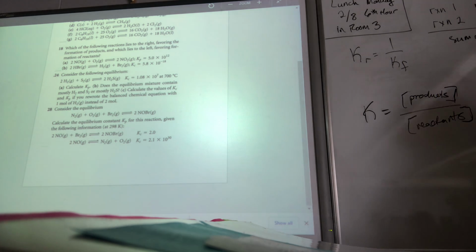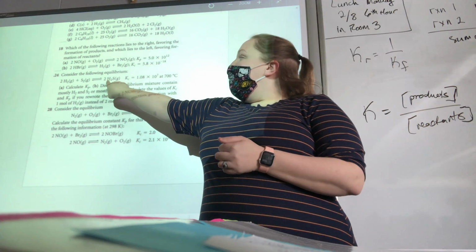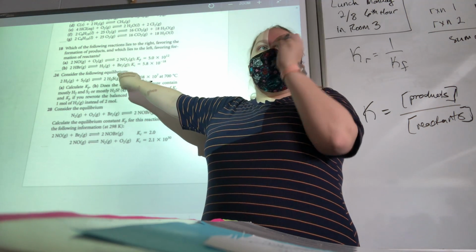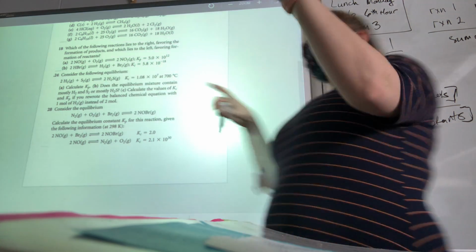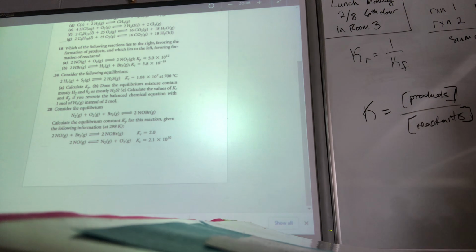So in this particular equation, hopefully you can see it, how many moles are there on the right side? 2. How many are there on the left side? 2 plus 1 is 3. Okay?